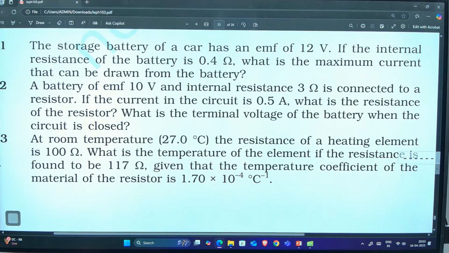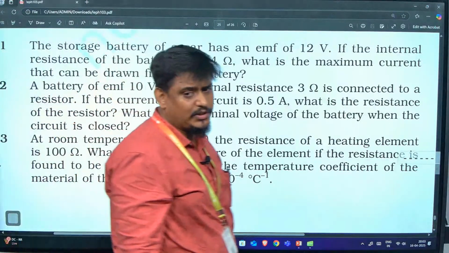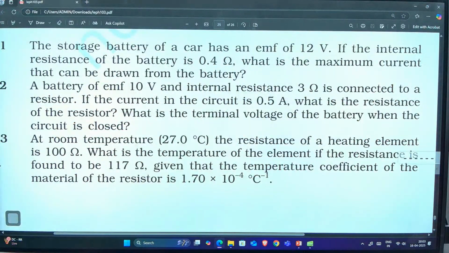Done both? Match the answer from the back. I hope there is no doubt in these two questions, very basic questions, NCERT. I'll help you if you have any problem.